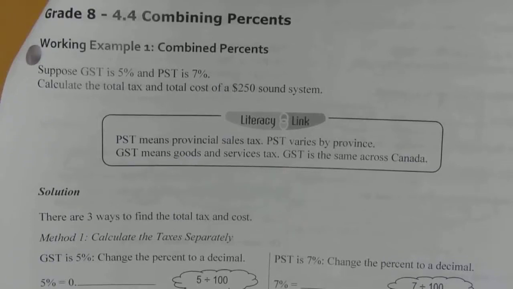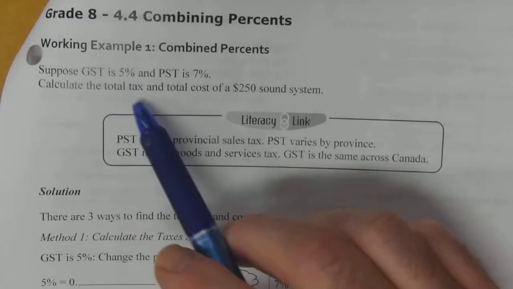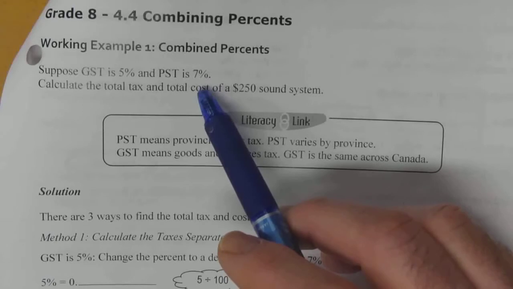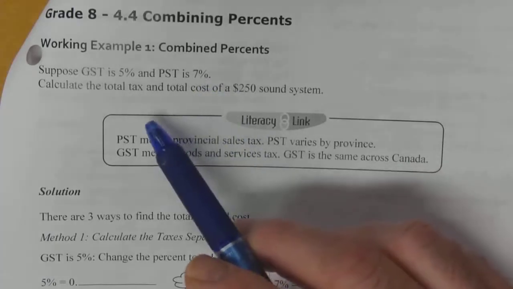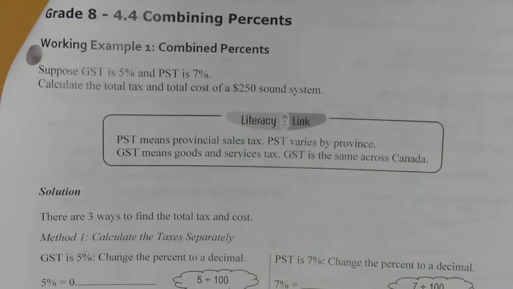We're looking at section 4.4, which is about combining your percents in your calculations. So, taxes, that's a good example for dealing with percentages. Suppose that GST is 5%, which currently it is, and PST is 7%, which it isn't in Alberta, but there's probably a province out there where it is. Calculate the total tax and the total cost of a $250 sound system.